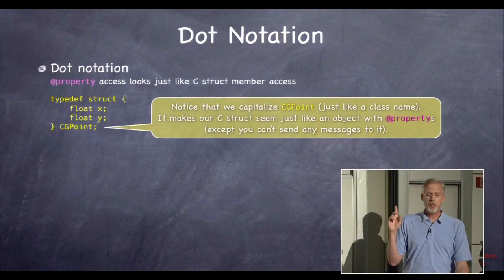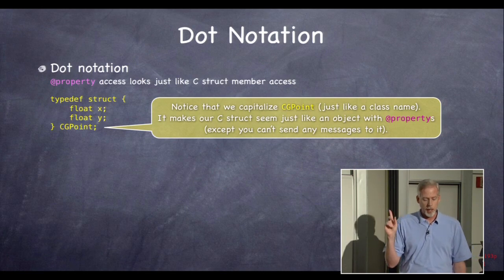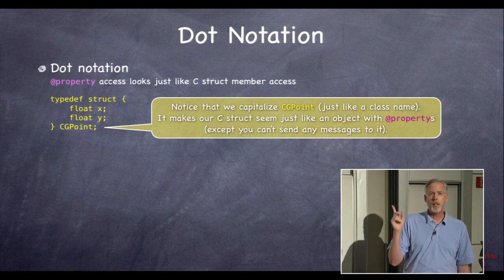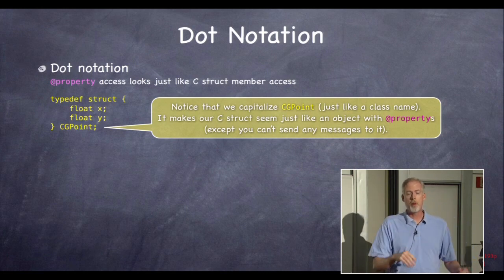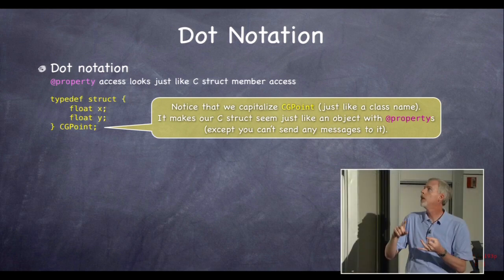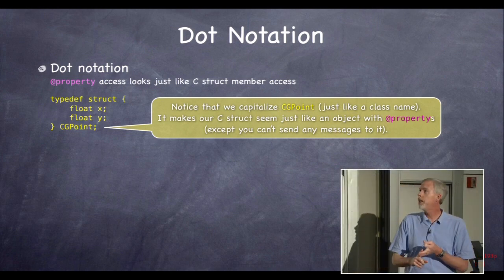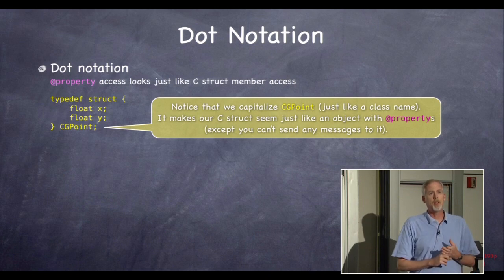Just to give you an example of how the synergy works, I created a little code example. I have a C struct that I've typedef'd called CGPoint. It has two members, x and y, two floating point numbers, so this might be a point on screen, let's say.